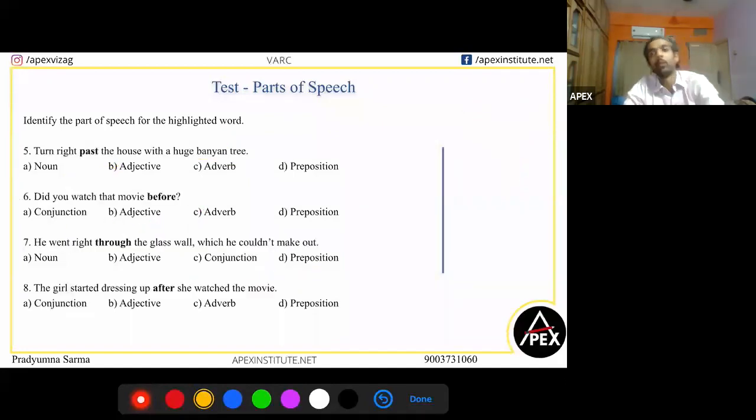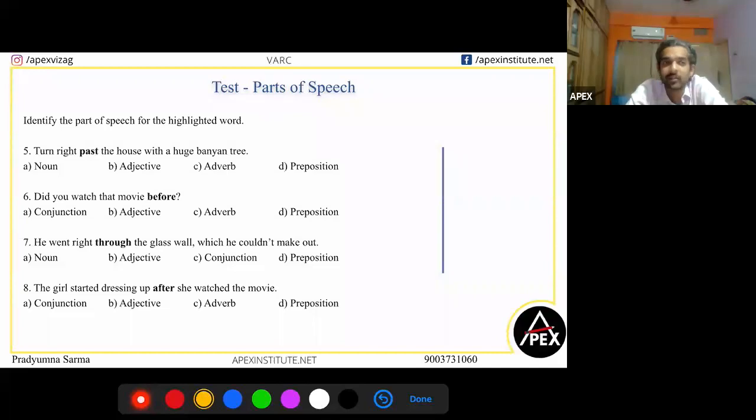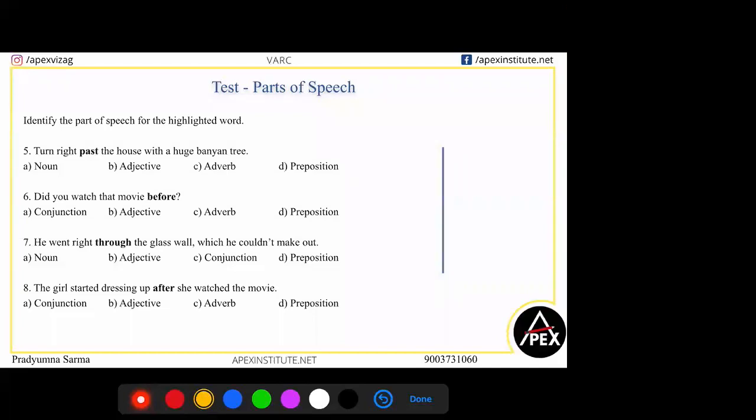Yeah, so these four quickly, come on. Turn right past the house with a huge banyan tree. Ante enti? Adverb. Kaadu. Adjective. Kaadu.